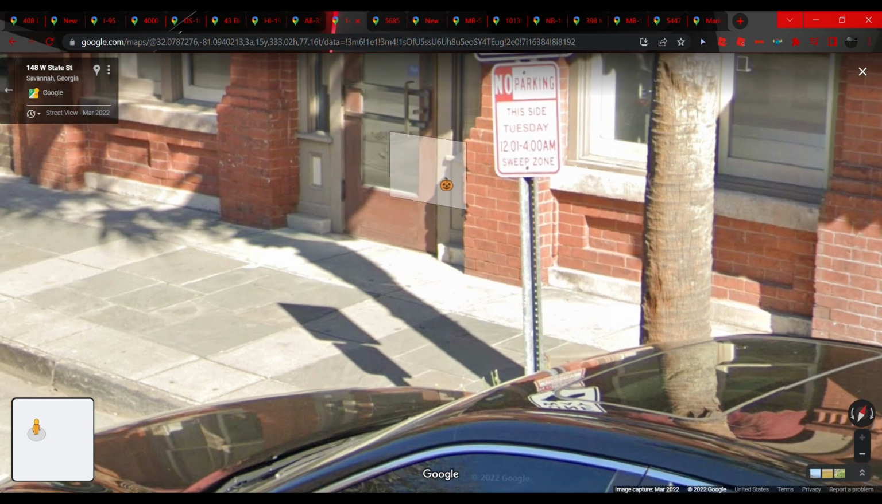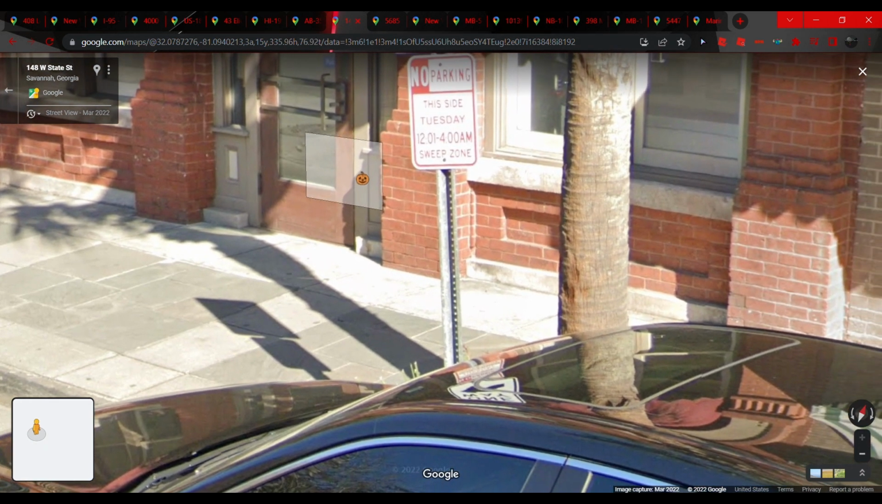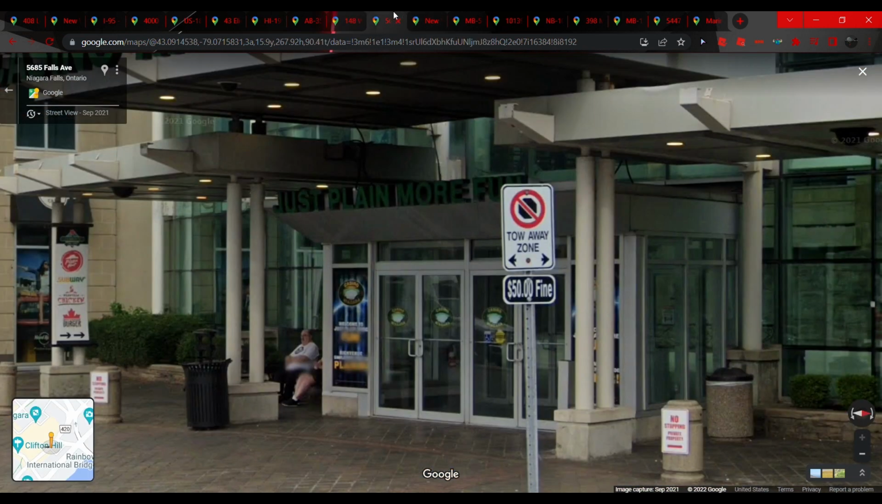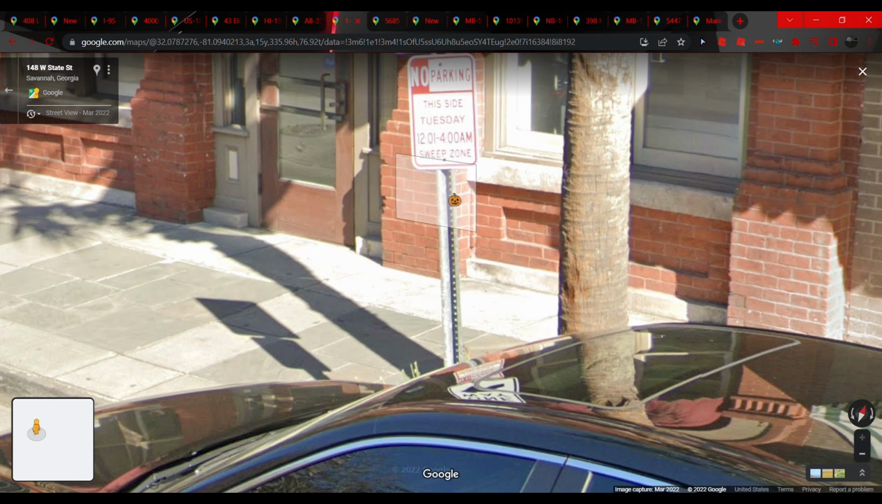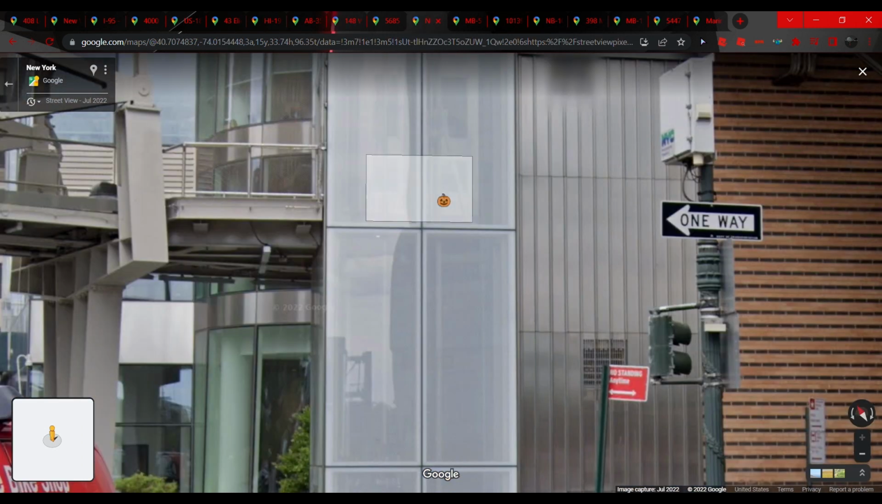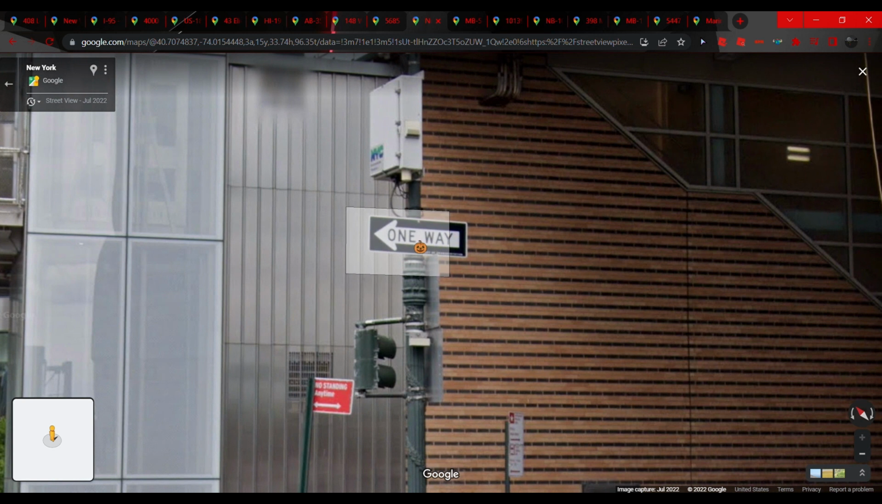Moving on, we have the no parking sign or no stopping sign. An American one is white, usually with red text on it. But this is Canada's. It usually has a black stop sign with a slash through it. So this is a Canadian one, and this is an American one. So that's that.